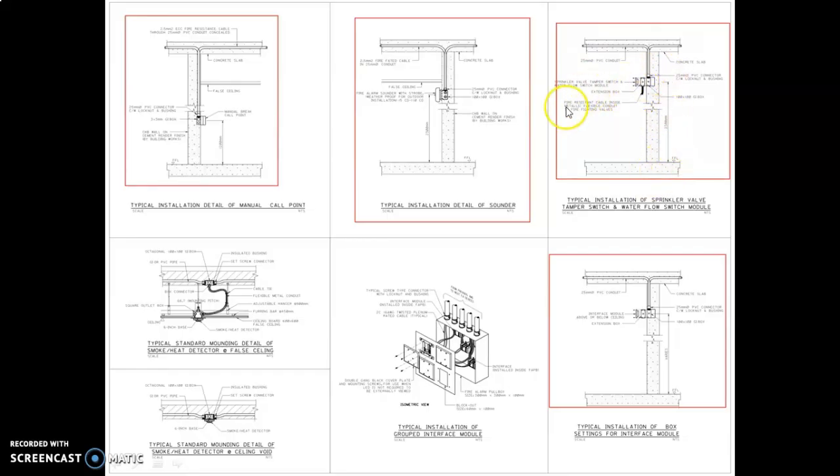Again, 2.3 meters is the height that's been shown as per this drawing. Of course, that can vary based upon the location of the floor switch and the tamper switch. Right. So basically, this drawing gives a rough idea of how to install the devices. And here you have the smoke detector installation for a false ceiling.